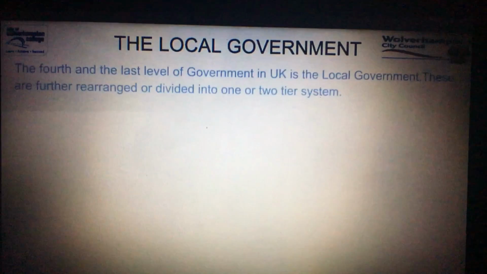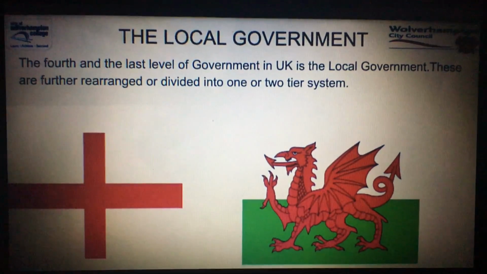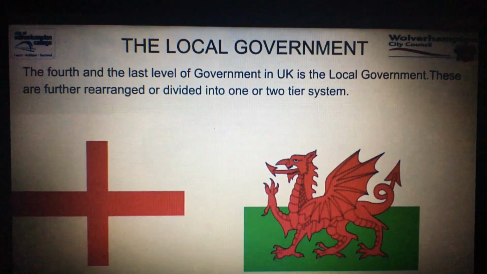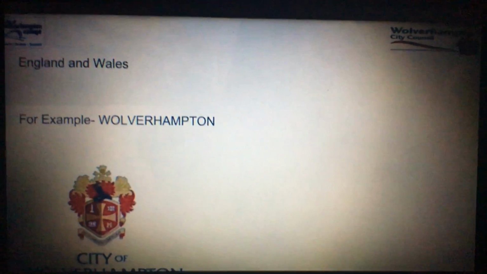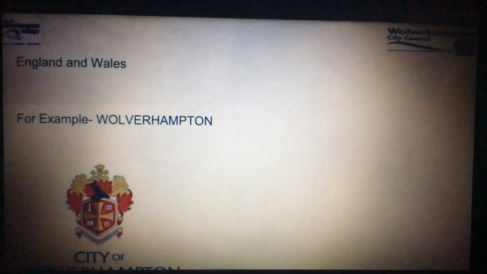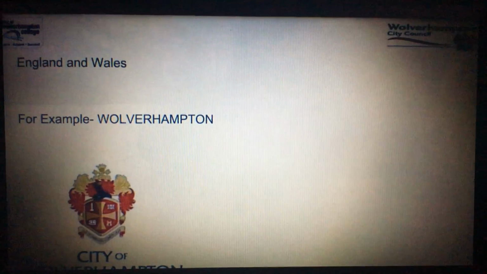The local government. The fourth and last level of government in the UK is the local government. These are further divided into a two or three tier system. Most of England and Wales have two tiers of government: county council and district council. For example, in England we have a city called Wolverhampton. The district council of Wolverhampton is the City of Wolverhampton.